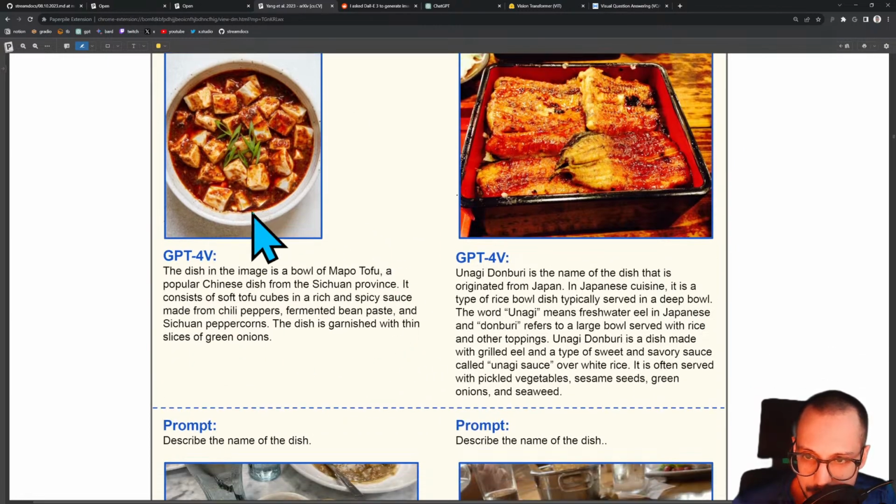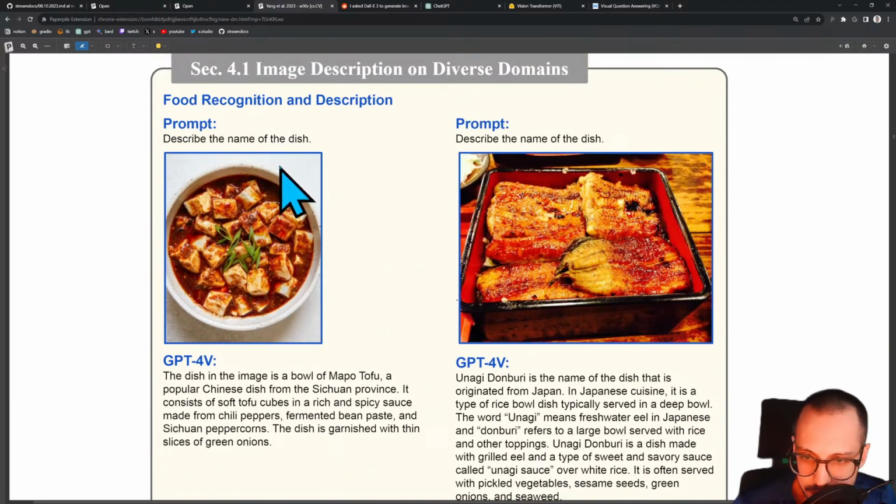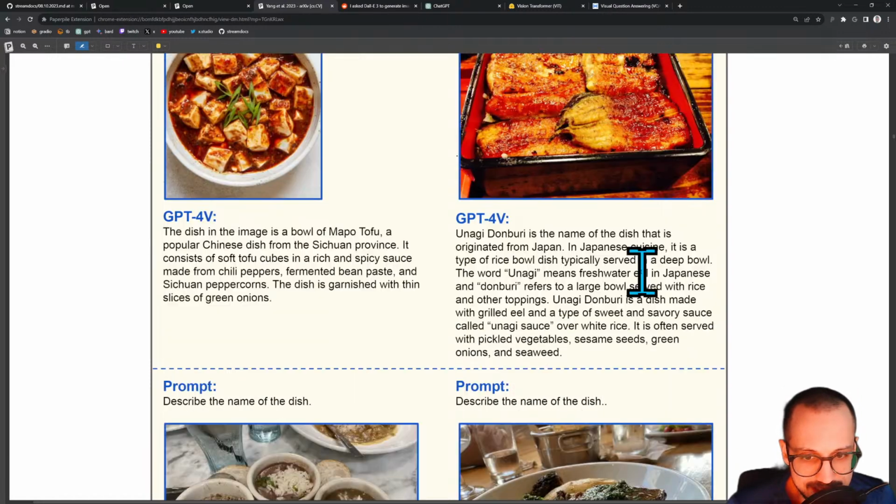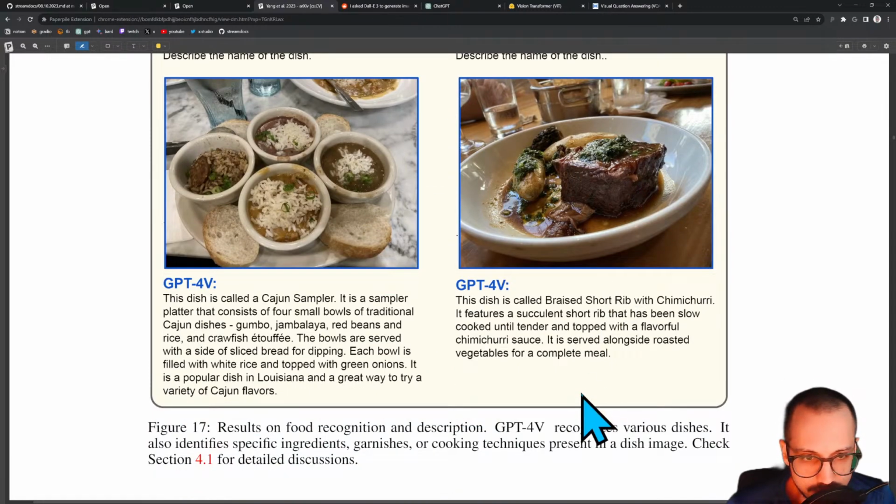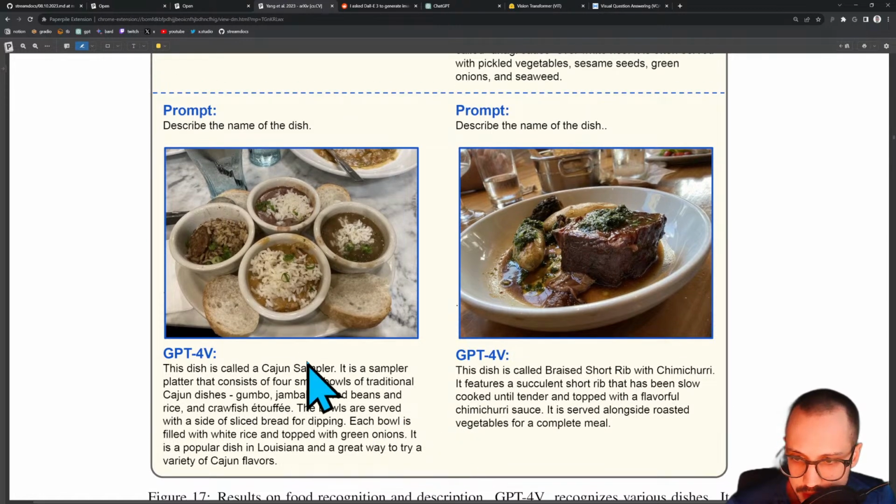Food. Mapo tofu, stinky tofu. Or spicy tofu, I guess. I don't know. Got the eel. What else you got? Braised short rib with chimichurri. Cajun sampler. Damn.